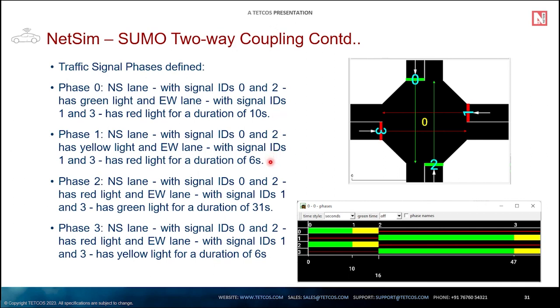In phase 1, north-south lane with signal IDs 0 and 2 has yellow light and east-west lane with signal IDs 1 and 3 has red light for a duration of 6 seconds.